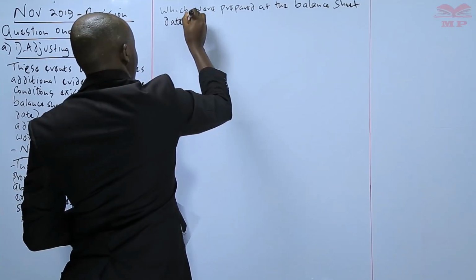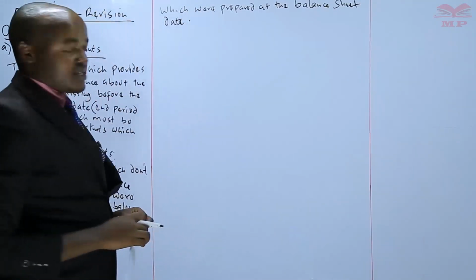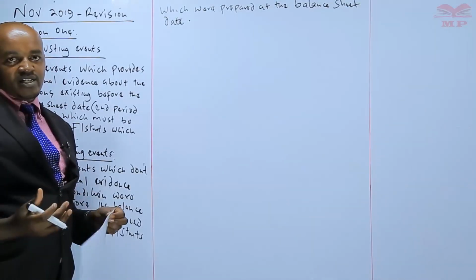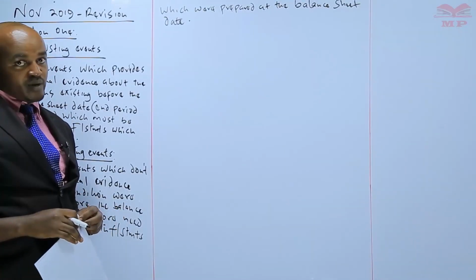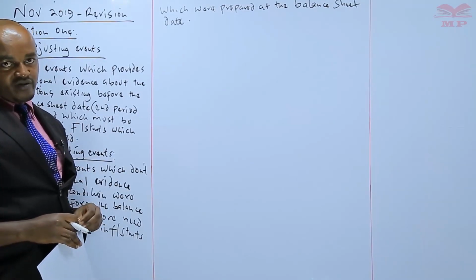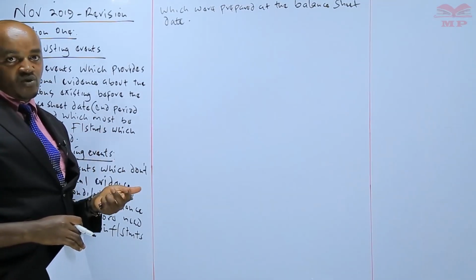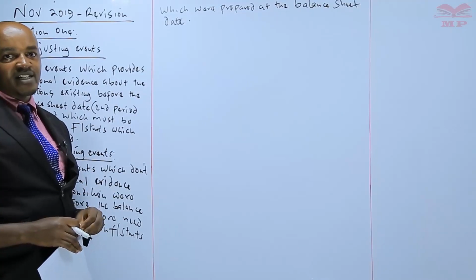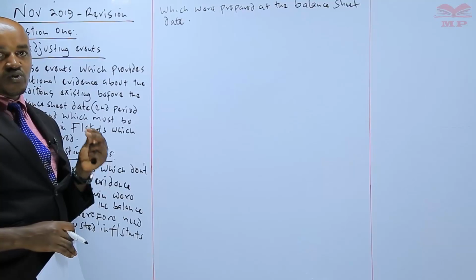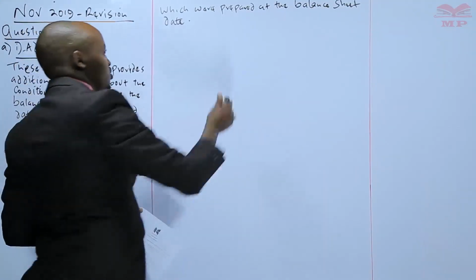But for these events, once they take place, what you have said is that they need not be adjusted in the financial statements which were prepared, but they will need to be disclosed as part of the notes. So it means that if they are material or significant, they will always need to be included as part of the notes which will be accompanying the financial statements.